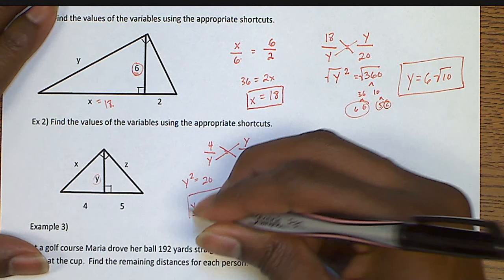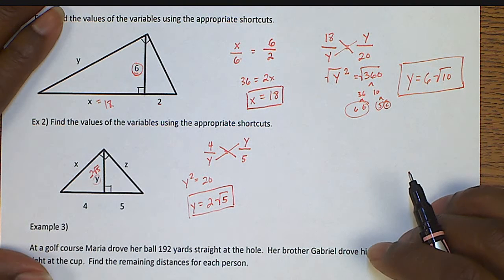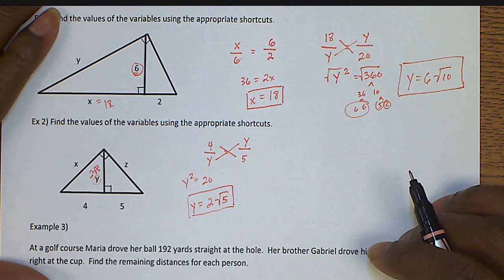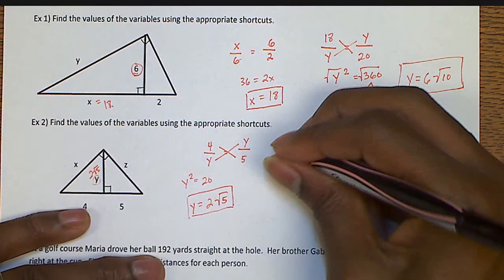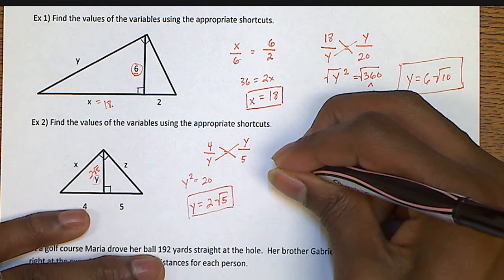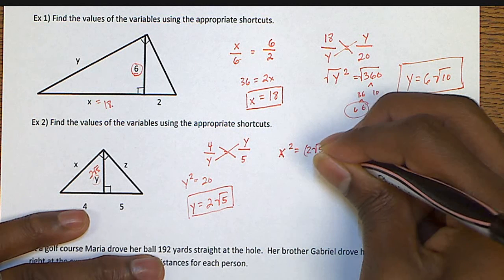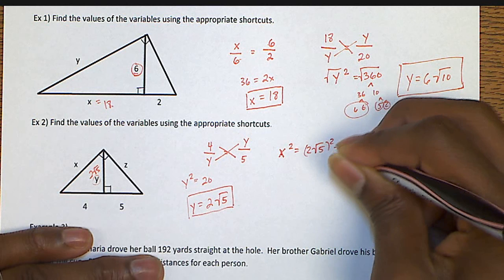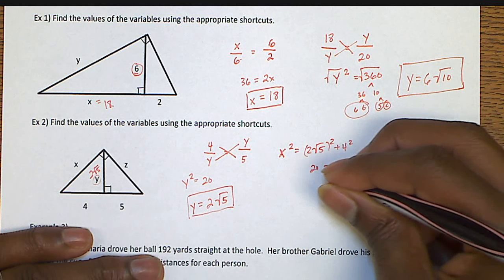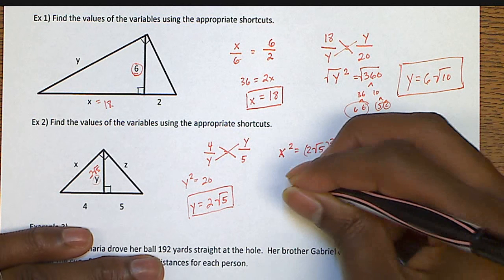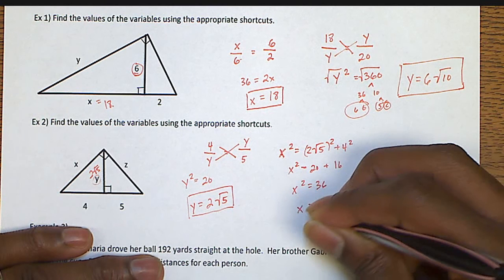Okay, so this is 2 radical 5. Alright, sweet. I'm going to use Pythagorean's theorem to find x and z. And so I'll say for x, x squared will equal 2 radical 5 squared plus 4 squared. 4 times 5 is 20, plus 16 equals x squared. X squared will equal 36, so x will equal 6.